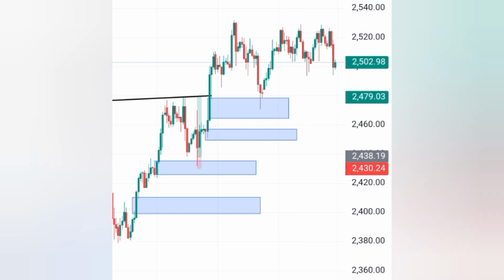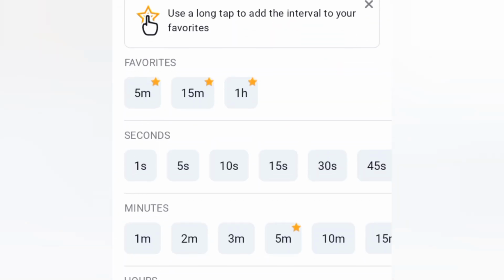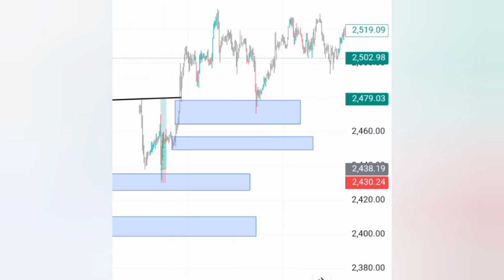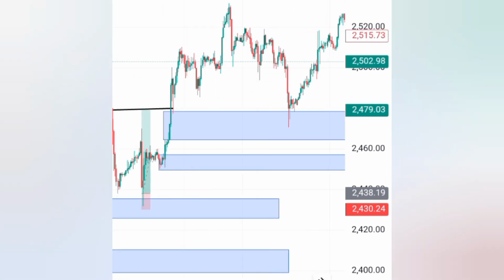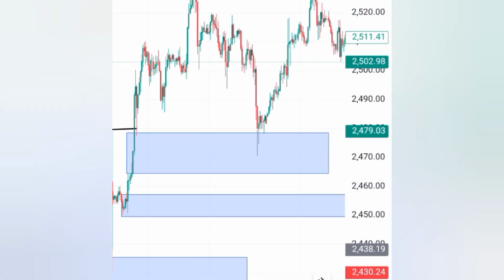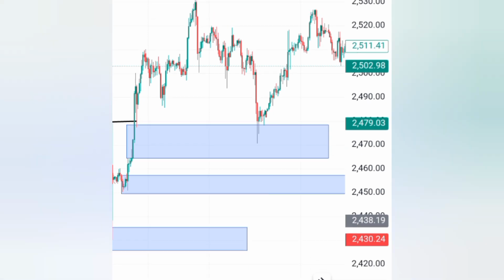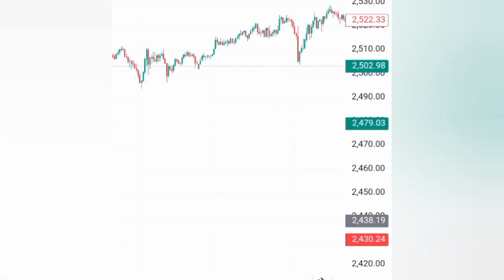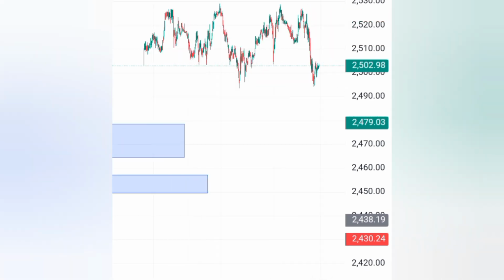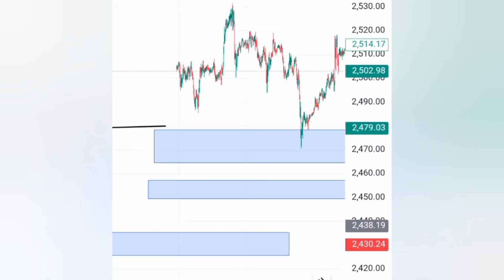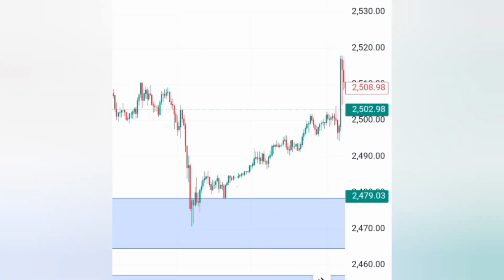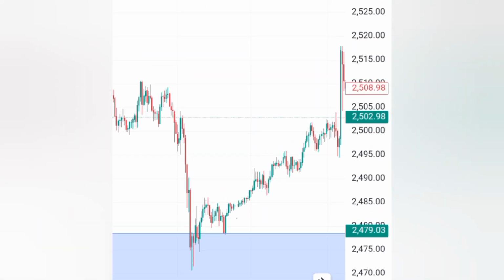Okay, so now let's go to our lower time frame, like 1 hour, and we see how the market behaved there. You can see after the market tapped into your fair value gap how the market behaved. Let's go to our 15 minutes. We see more of how this market actually behaved on our 15 minutes. Okay, so now the market just behaved like this.